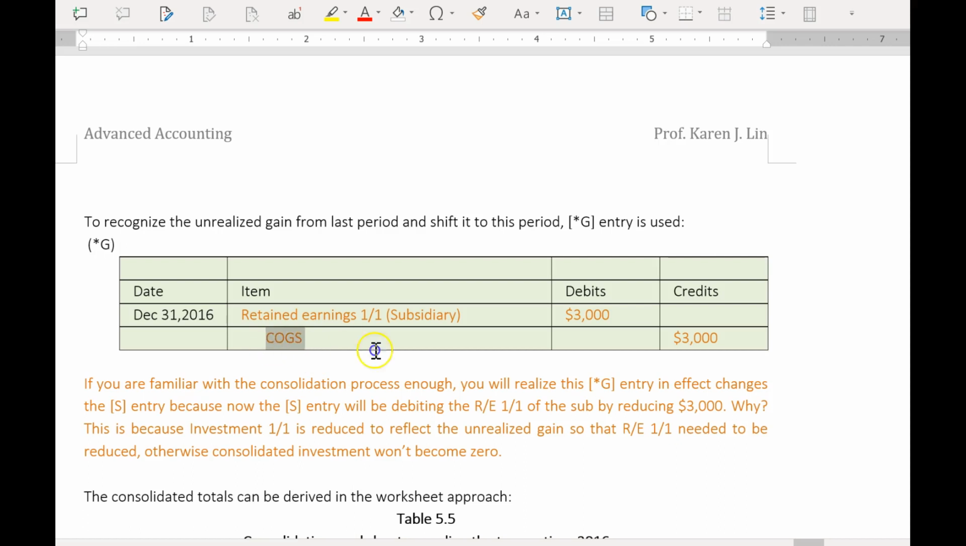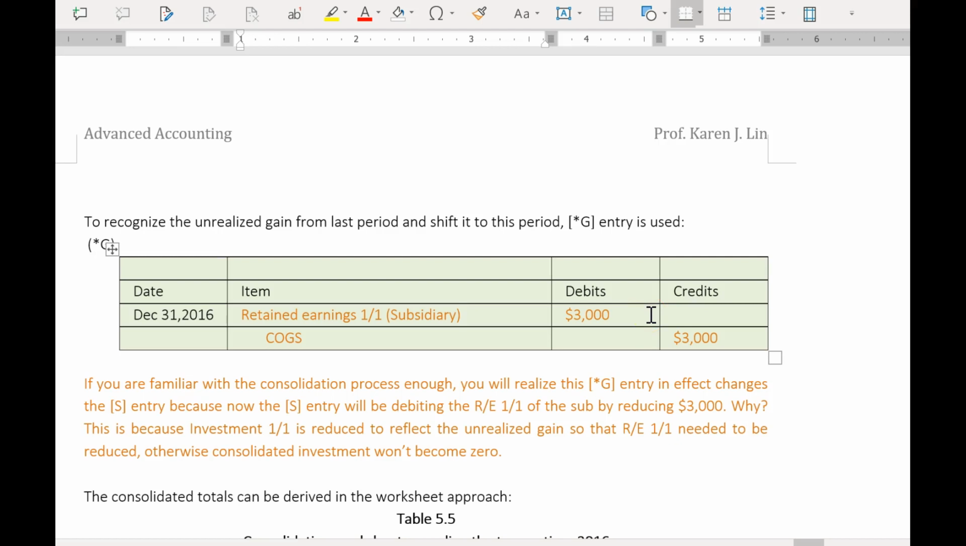When cost of goods sold decreases, net income increases, right? So by crediting cost of goods sold, we are increasing the consolidated net income. These are adjusting entries, so we are increasing the consolidated net income, not the subsidiary's net income. Consolidated net income is increased by 3,000. Now we are debiting 3,000 from retained earnings at the beginning of the subsidiary because that part should not be in their retained earnings, but should be in their net income this period. So by debiting retained earnings, we reduce the subsidiary's retained earnings at the beginning by 3,000.